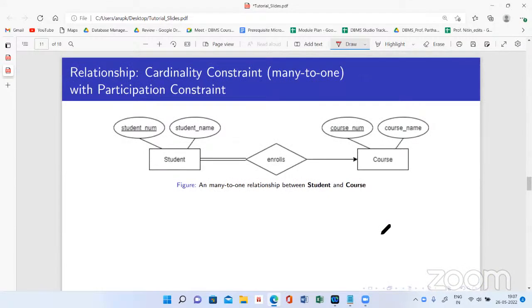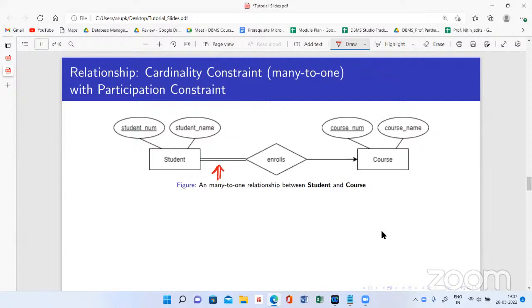Okay. So this double line represents complete or full participation. I'll not draw it over here, let me discuss it. The left-hand side says a student will have at least one course. Complete participation means every student has to have a relation. Every student has to have a relation.